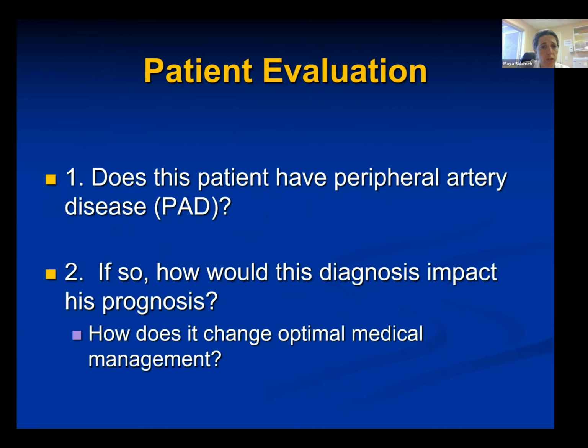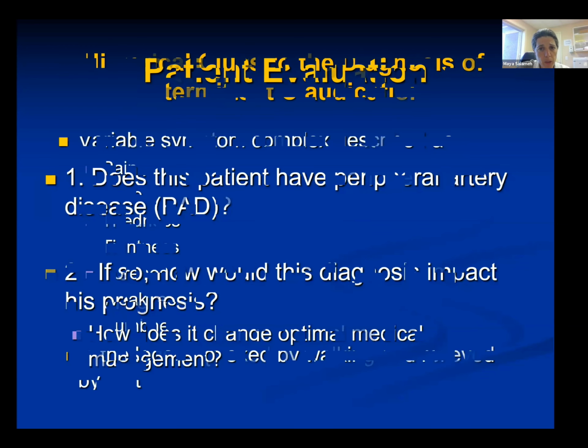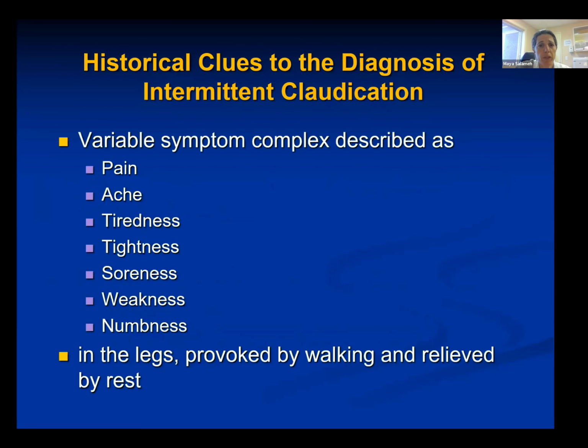So I think the questions to answer in this patient evaluation are, first, does this patient have peripheral artery disease? And we'll work that up. And then the second question is, if he does have it, how does this impact his prognosis and change his medical management?